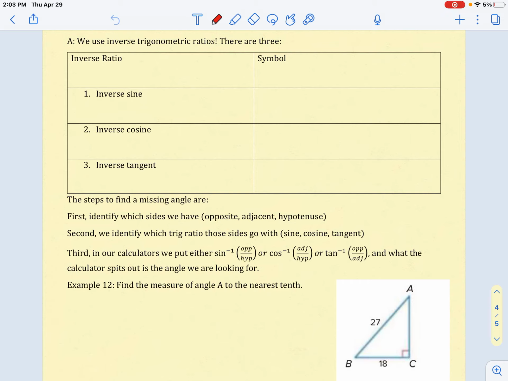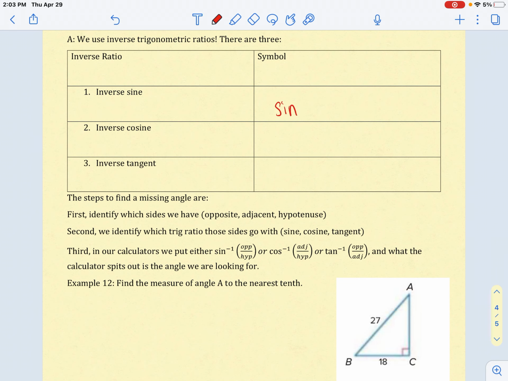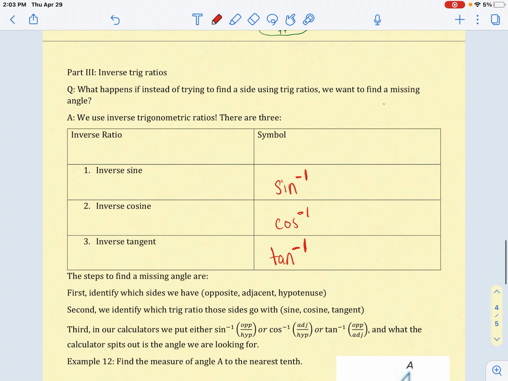So the symbols for this, many people call it sine -1, cosine -1, and tangent -1. And that's a completely wrong way to say it, okay? The -1 notation in math is used for inverse. So maybe from algebra 1, if you remember this function, right? F of x, that's just a function, right? That just means y. And f of x inverse is what this one is called, okay?